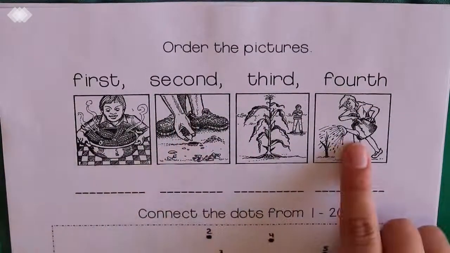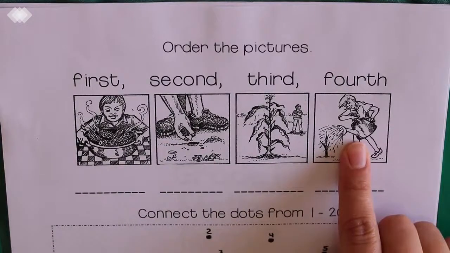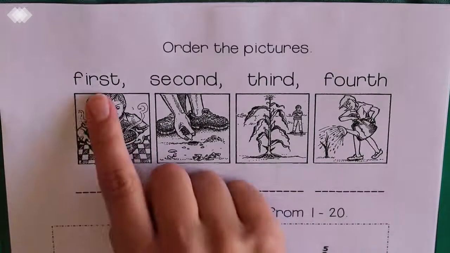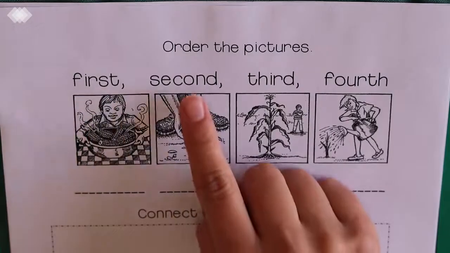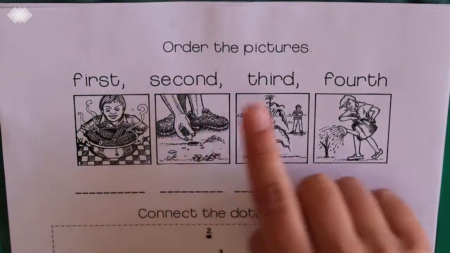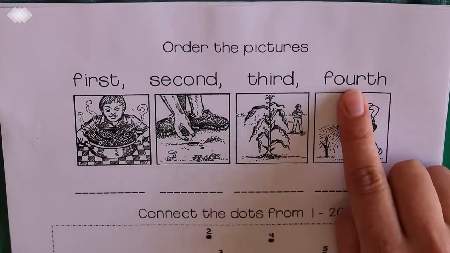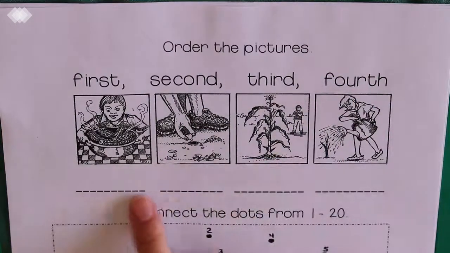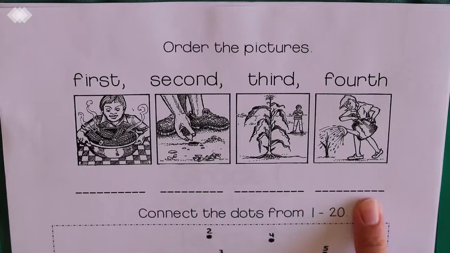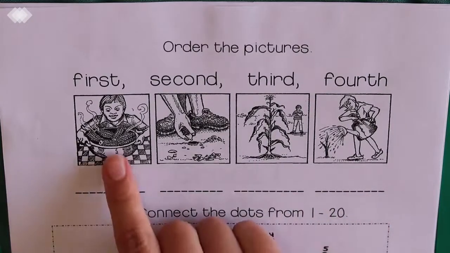You need to look at these pictures and decide which picture happens first, which picture happens second, which picture happens third, and which picture happens fourth. Okay, and you're going to write the words at the bottom of each picture. So let's have a look at the pictures.